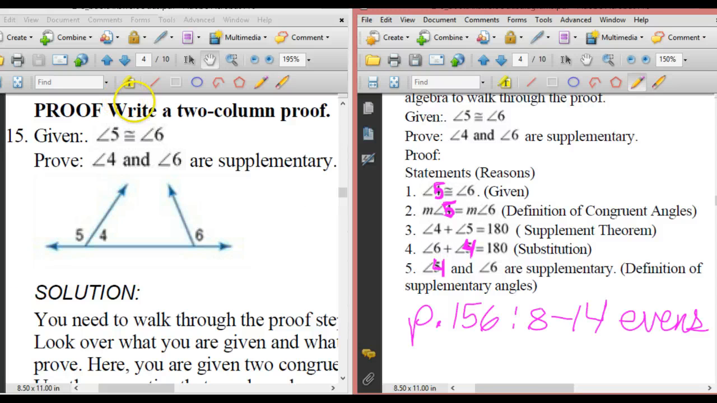And right now would be a good time to try out problems 8 through 14 evens on page 156. Take about 5 minutes to look over those problems at this time.